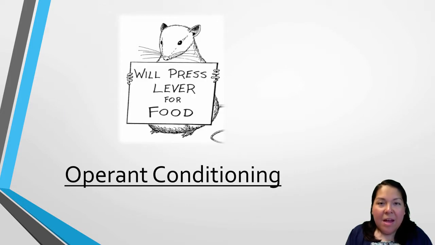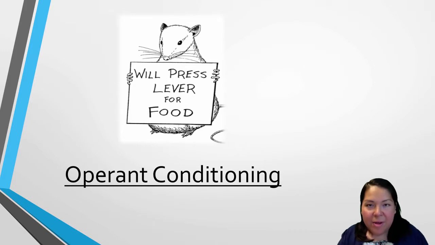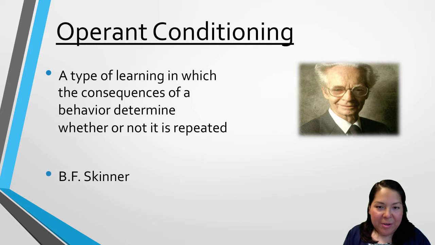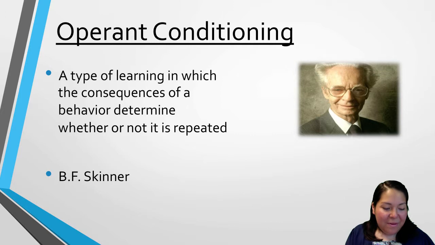So that wraps up classical conditioning, and now we'll move on to discussing operant conditioning. B.F. Skinner, who we see in this picture, just this little cute old man, is credited for the development and study of operant conditioning. Operant conditioning is a type of learning in which the consequences of an organism's behavior determine whether it will be repeated in the future. Operant conditioning studies began about the same time as classical conditioning.